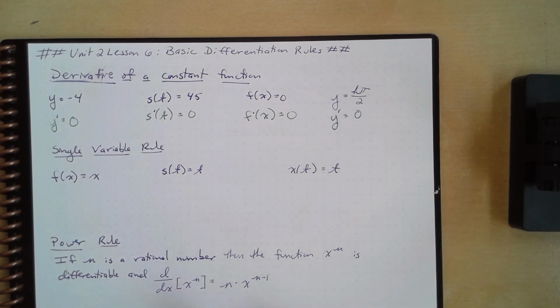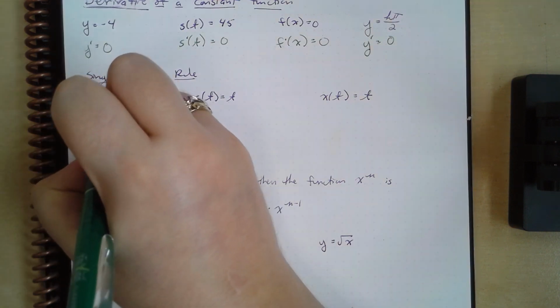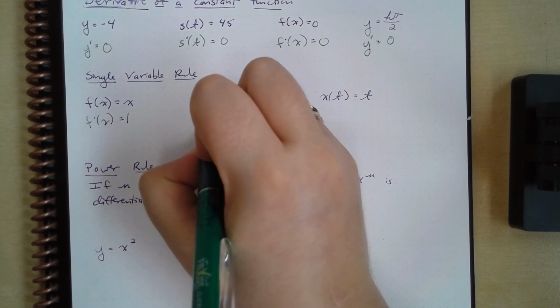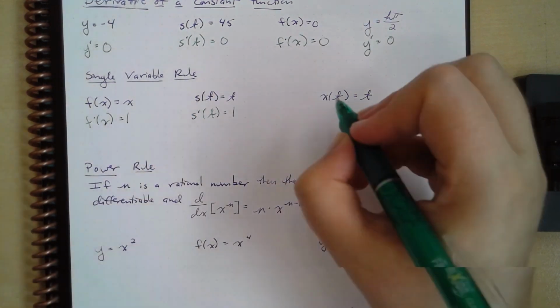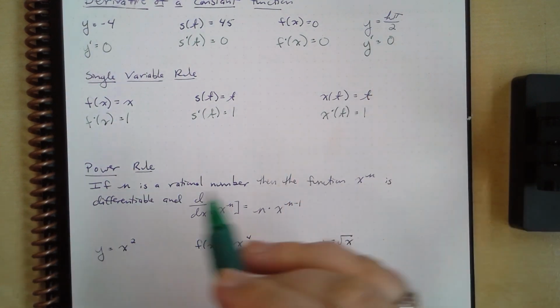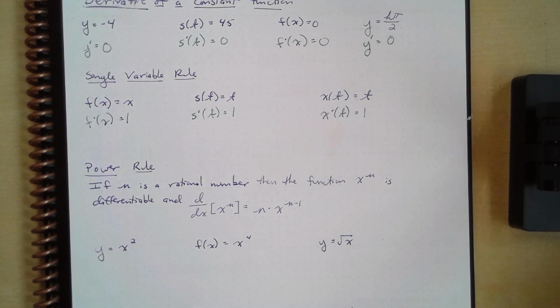All right, let's move on to single variable. Single variable basically is just going to be 1, right? So f of x is equal to x. f prime of x is equal to 1. s prime of t is equal to 1. x prime of t is equal to 1. So that's just a single variable. The derivative of a single variable is just 1. Pretty simple. Let's take it up a notch.